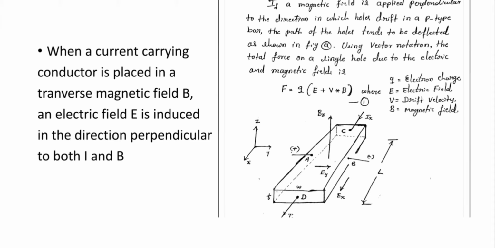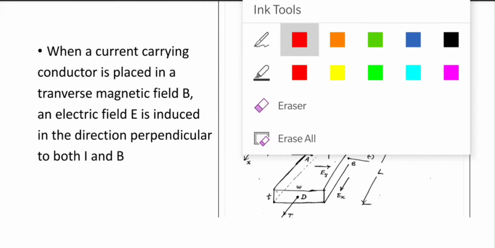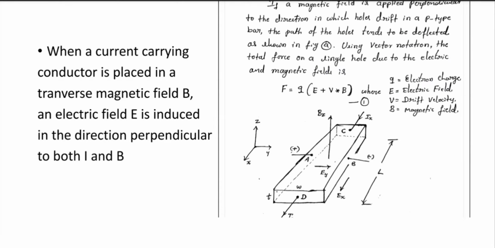When a current carrying conductor is placed in a transverse magnetic field B, an electric field E is induced in the direction perpendicular to both I and B. So it states that when a current carrying conductor is placed in a perpendicular magnetic field B, an electric field E is induced in a direction perpendicular to both the direction of current flow I and the applied magnetic field.